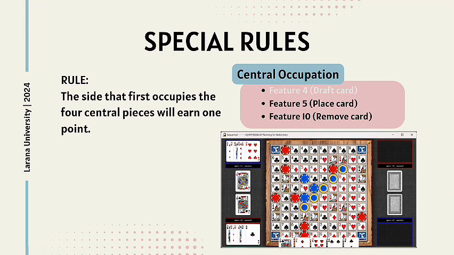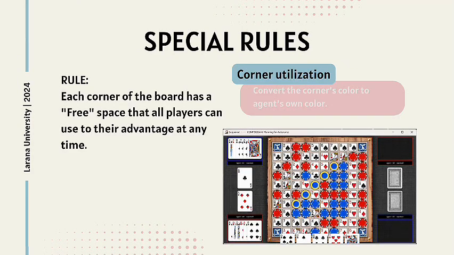In the GIF below, you can see the blue player removing the red player's chip from a center spot, and then taking it over to win. The third special rule is corner utilization. For this rule, we don't define a direct feature. Instead, if a corner's color is converted to our agent's color, we use our general strategy, the one that assesses the potential to form a sequence, to make a combined judgment.